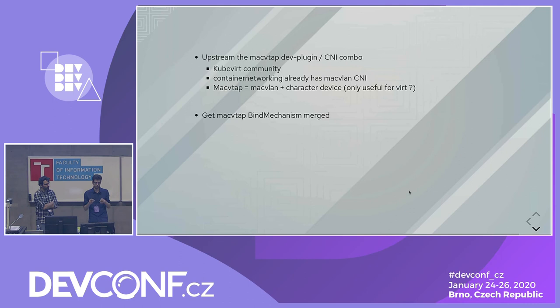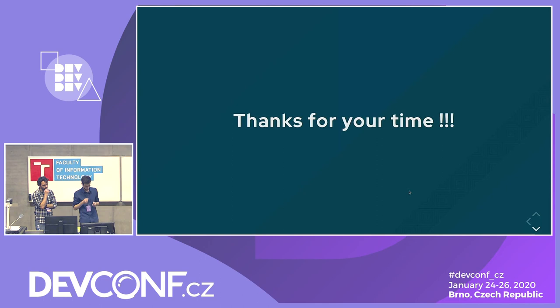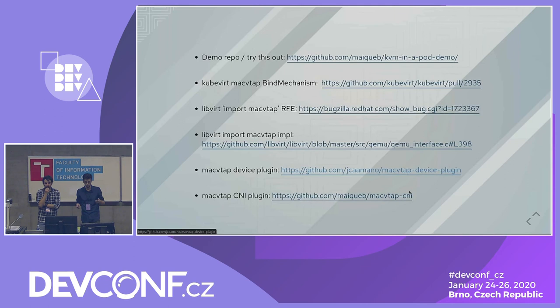The other thing is there's an open pull request adding the bind mechanism, which creates the required domain XML to consume the character device from within the virtual machine. And this concludes our talk. Here's the list of all the stuff we did and some references, and we welcome any questions you might have.